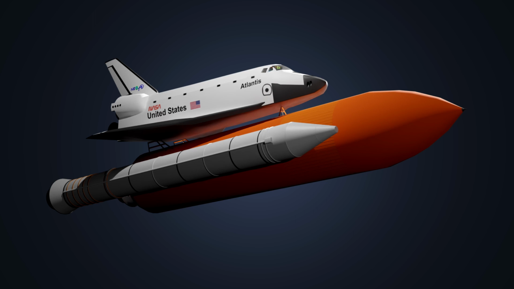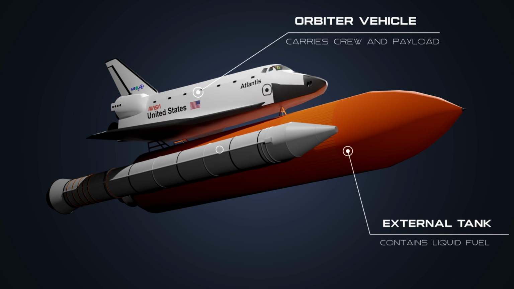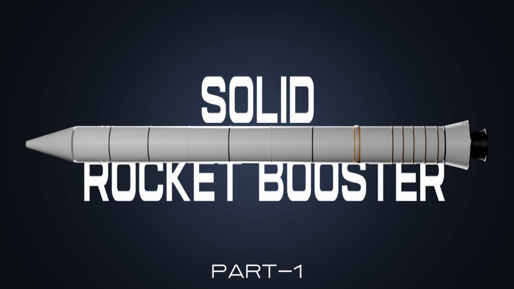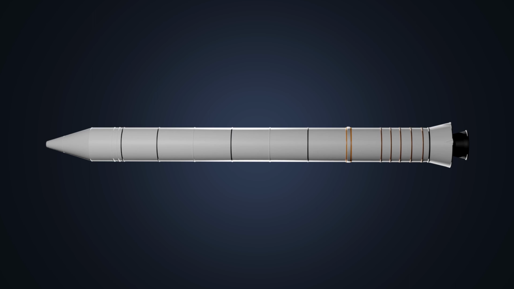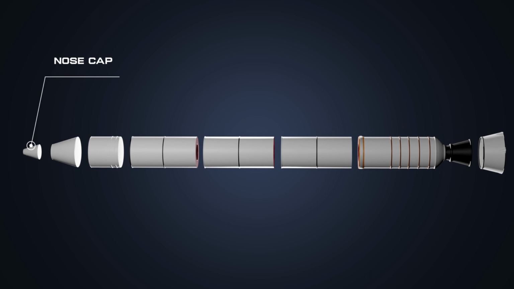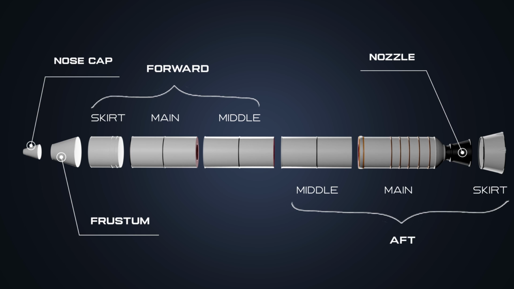A space shuttle is made up of three sections: an external tank, an orbiter vehicle, and a solid rocket booster. Let's have a look at solid rocket boosters. A solid rocket booster is manufactured in 8 segments. The nose cap is the uppermost part, followed by the frustum. The next 3 segments make up the forward section. The last 3 segments with a nozzle make up the aft section.